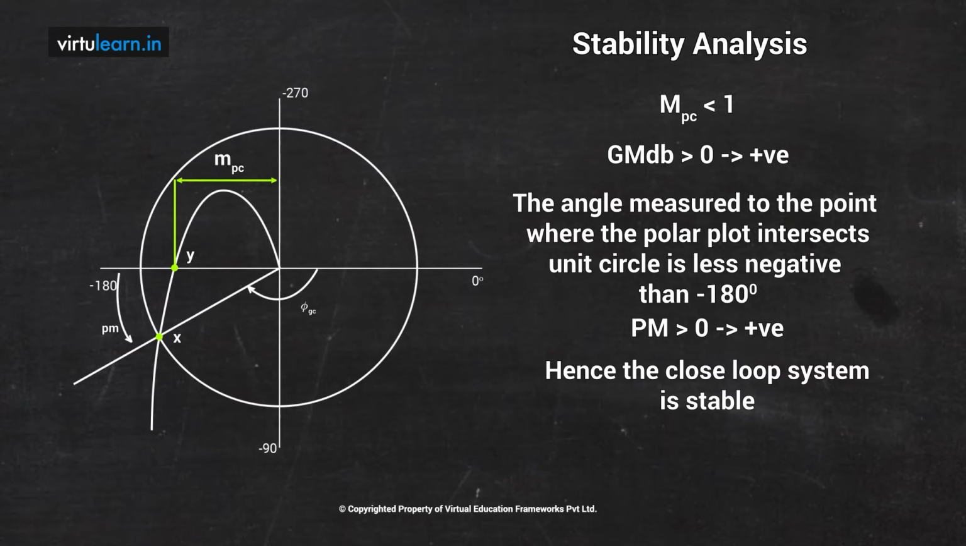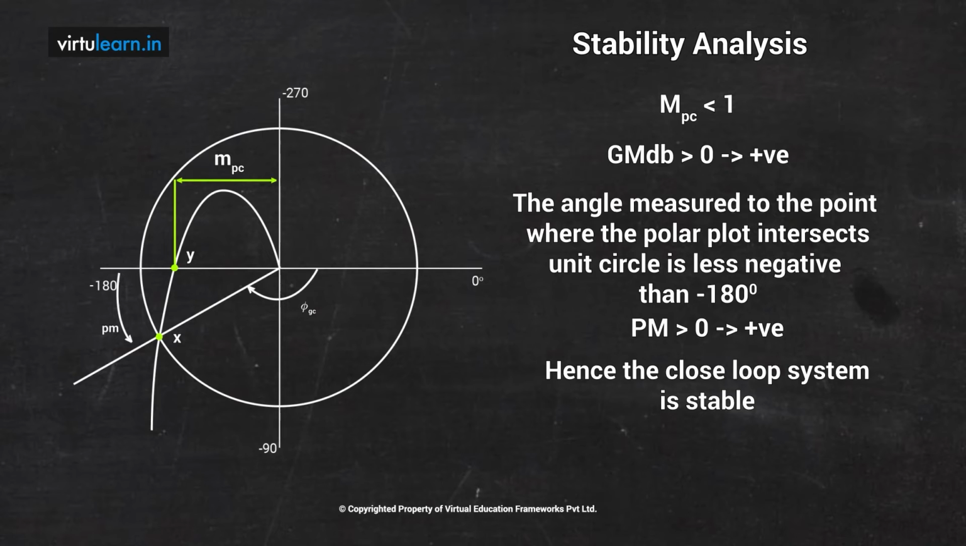So since this phase margin is below this minus 180 degrees line, the magnitude of my phi GC angle is less than 180 degrees. Therefore, the phase margin is always positive. In this case, if the phase margin is positive, again my closed loop system is stable.